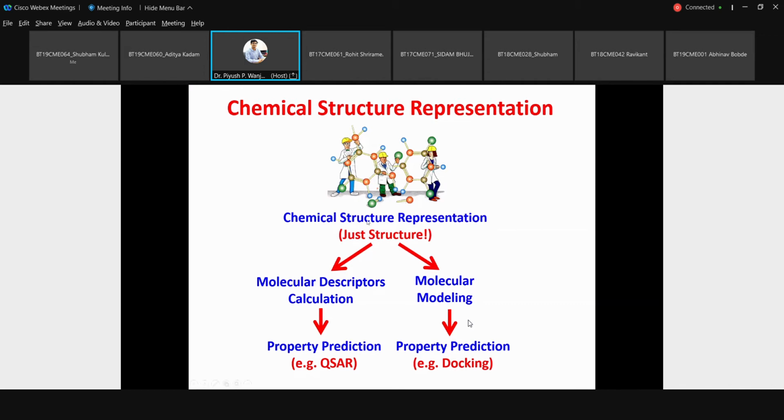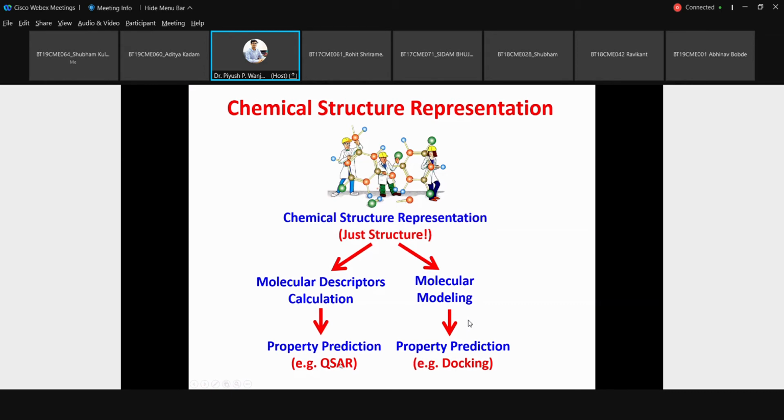Just to have an idea of the flow of our course: we initially have just some structures, and based on that we ultimately want to do some screening. So we are interested in property prediction. Two techniques we are going to focus on. One is the QSAR method that I mentioned earlier, quantitative structure activity relationship, and the second method is docking, which is the molecular docking method.